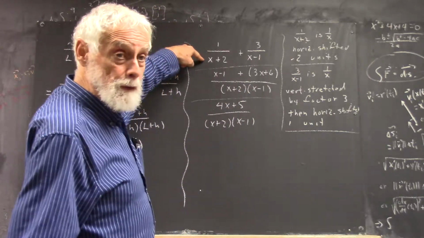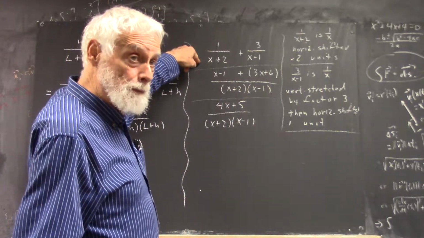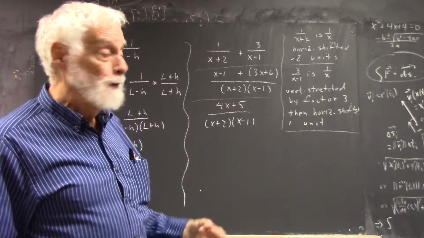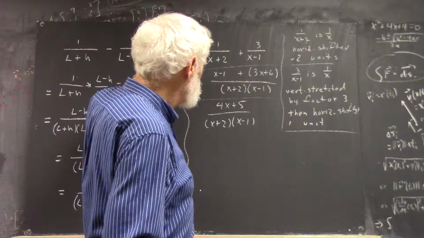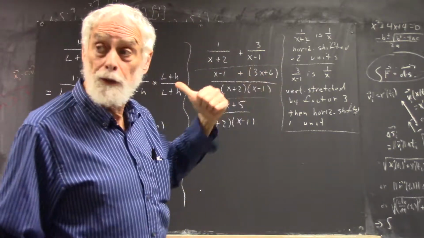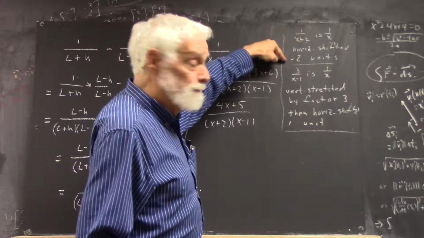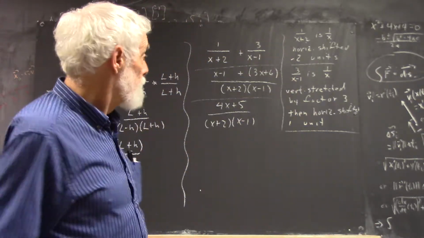This is just the 1 over x function, where x has been replaced by x plus 2, right? That means this is horizontally shifted 2 units, negative 2 units in the x direction from the 1 over x function, right? What about this one?